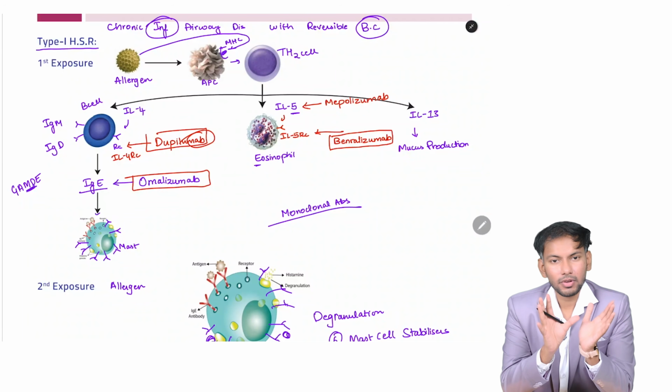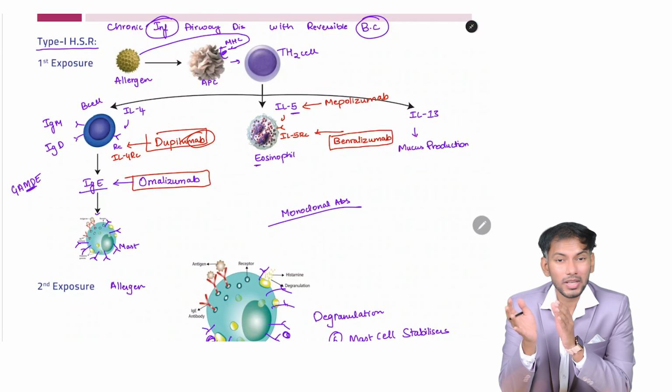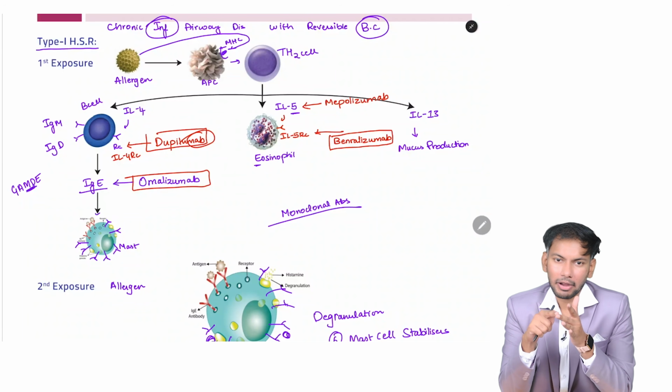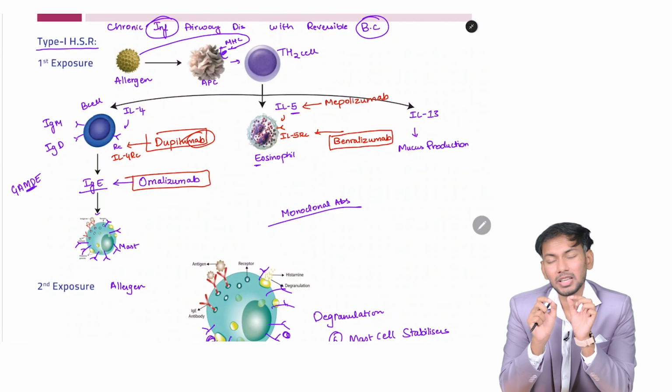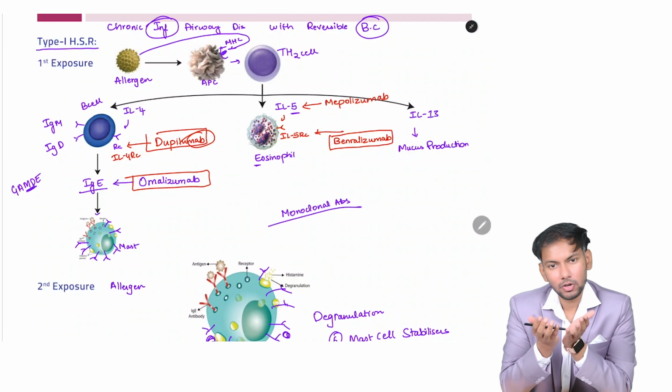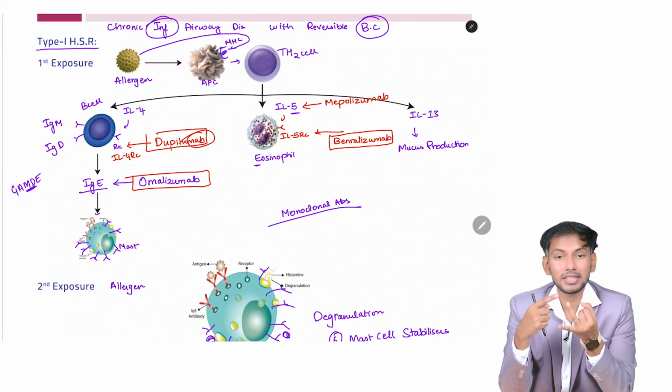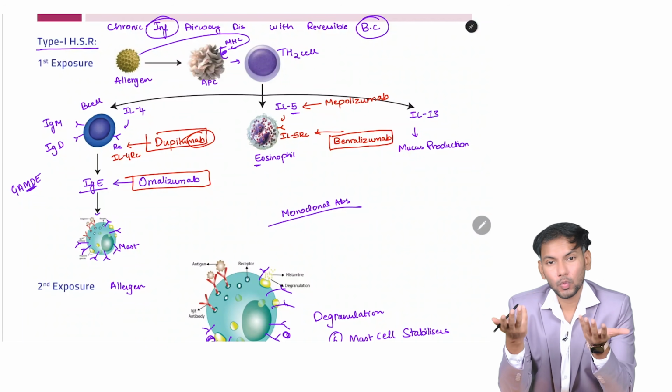So I told you, in the first exposure, it goes to the Th2 cell. It will release IL-4, IL-5, IL-13. IL-4 will cause class switching. It will release IgE. IgE will bind to the mast cells. Now, when there is a second exposure, there is degranulation. Mast cells will release prostaglandins, histamines and leukotrienes. So, what are the drugs?